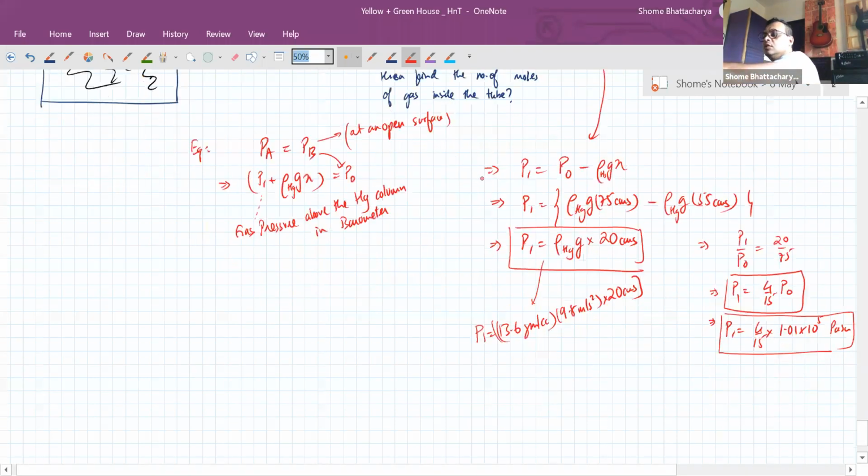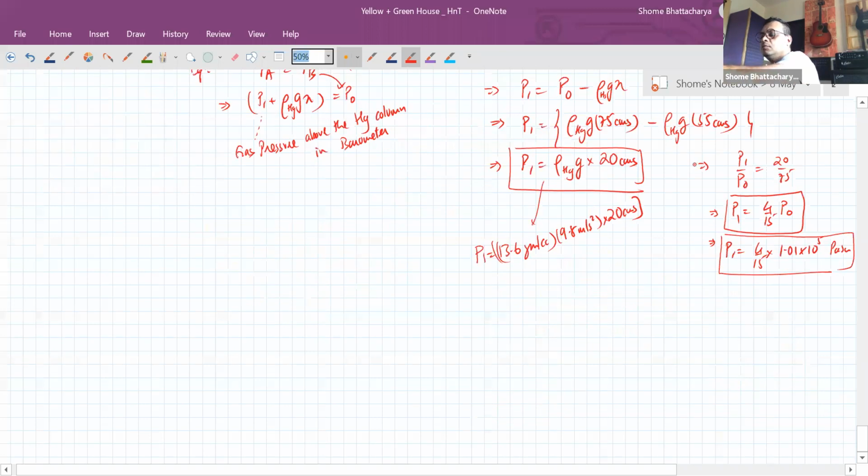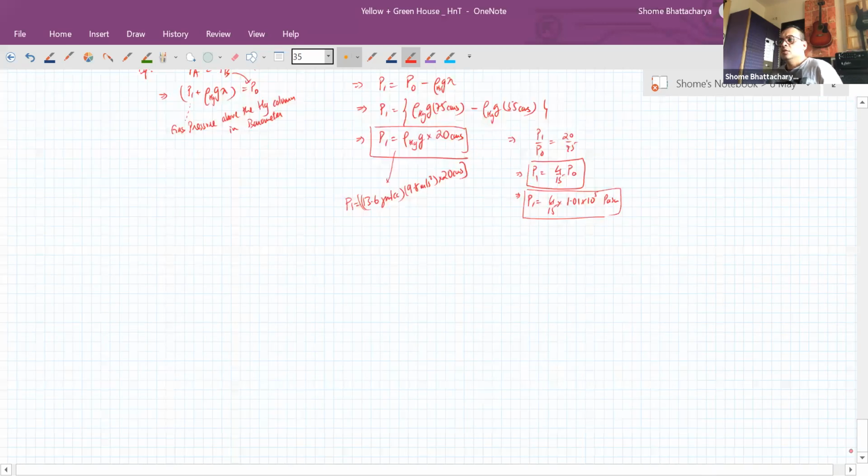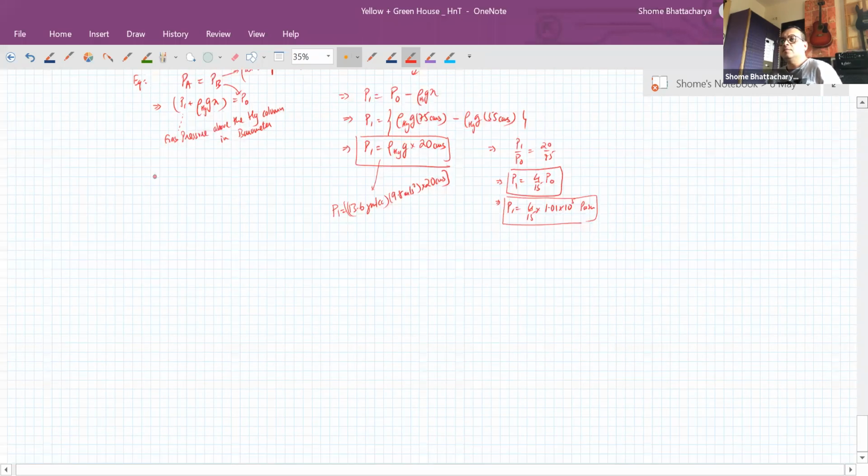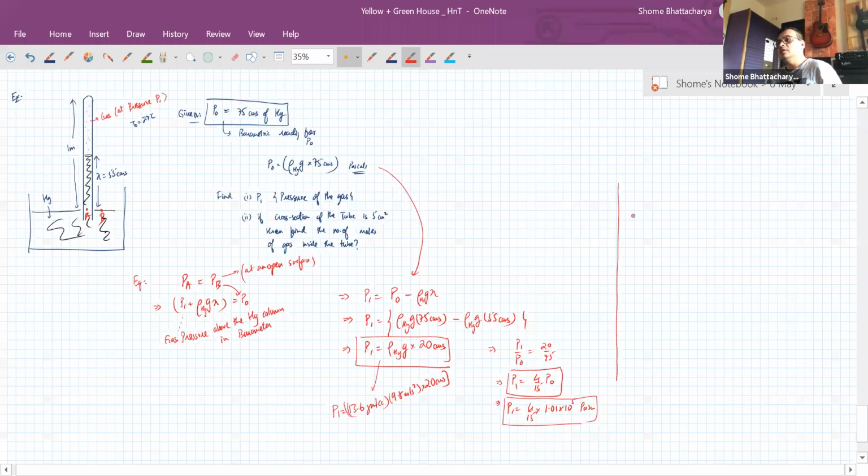You have to just use the equation of state, PV is equal to nRT. But in this, you have to use the trick that since it is a glass tube, the tube's walls are conducting. Glass is heat conducting. That means the temperature of the gas inside will be equal to the atmospheric temperature outside, 300 Kelvin. And then use P1 V1 is equal to n1 R T. So from that you will find the number of moles.